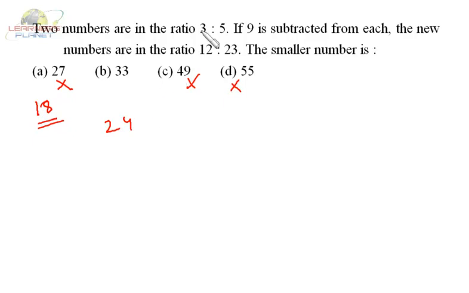If 3 is 33, 5 is 55. And if we deduct 9 from 55, we'll be getting 46. So the ratio is 12 is to 23. That means 33 is the correct choice. No paperwork is required at all.